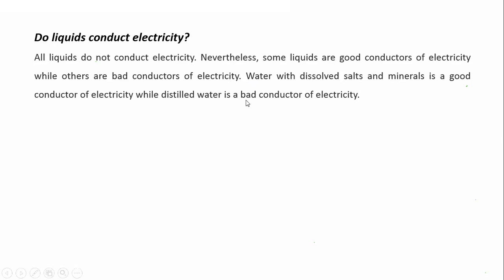Water with dissolved salts and minerals is a good conductor of electricity. It means you are adding impurities in terms of salts and minerals. When you add them, you will get better results. So if you carry out the electrolysis process in water solution and sodium chloride solution, you will have better conducting property in NaCl solution as compared to the water because you have added impurities into that. So you have more mineral ions, more salt ions. That is why it will conduct more electricity, while distilled water is a bad conductor of electricity.